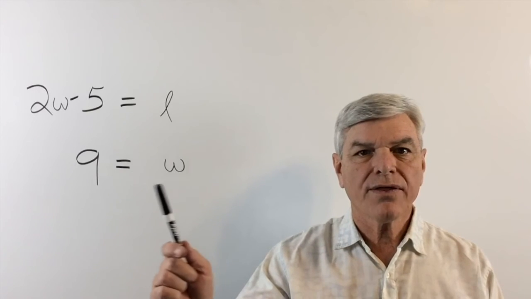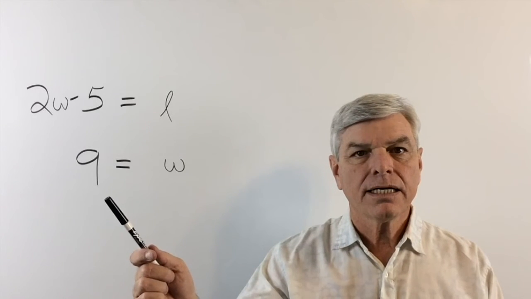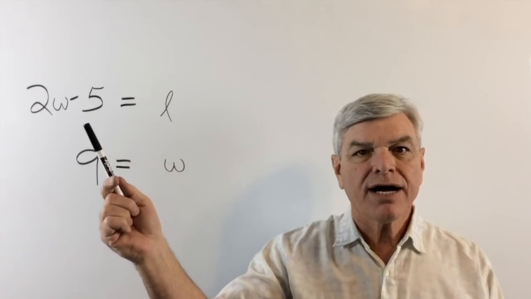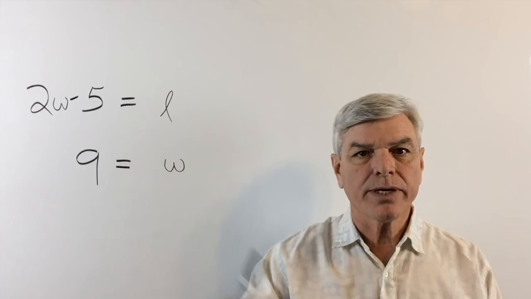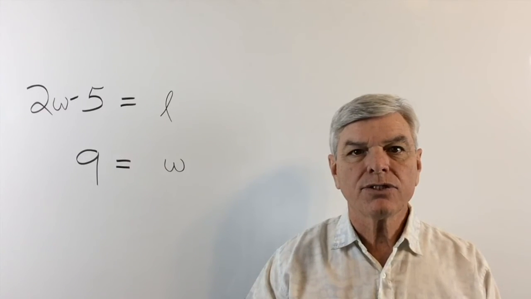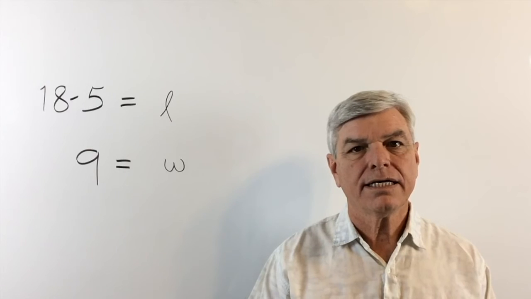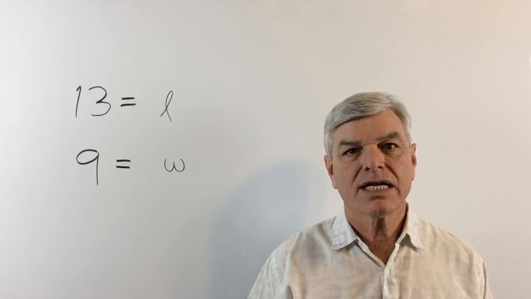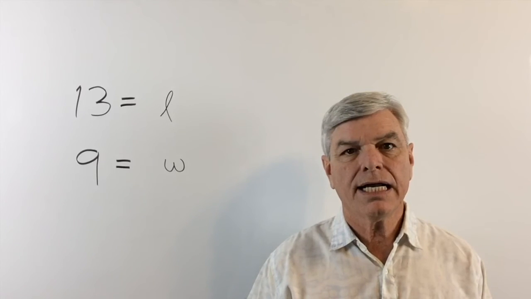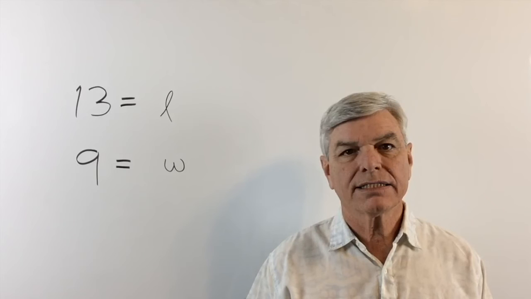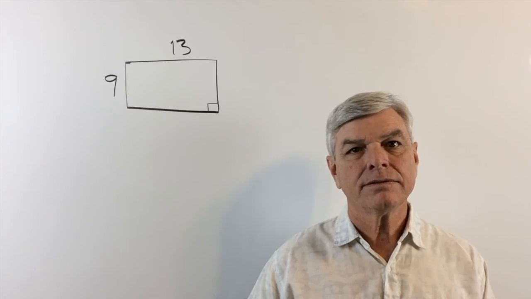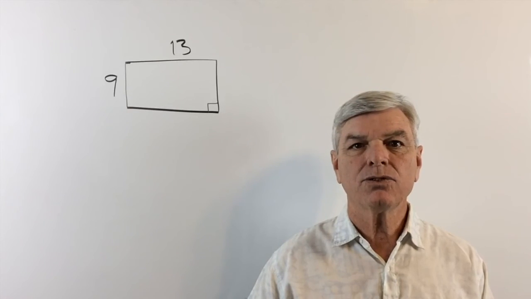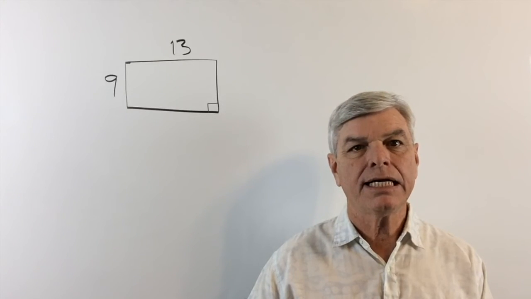Well, we already know that our width equals 9. And we know from the problem that length equals 5 less than double the width. So 2 times 9 is 18, and 18 minus 5 is 13. So our length is 13 and our width is 9. And our rectangle is going to look something like this. You have a rectangle whose dimensions are 9 by 13.